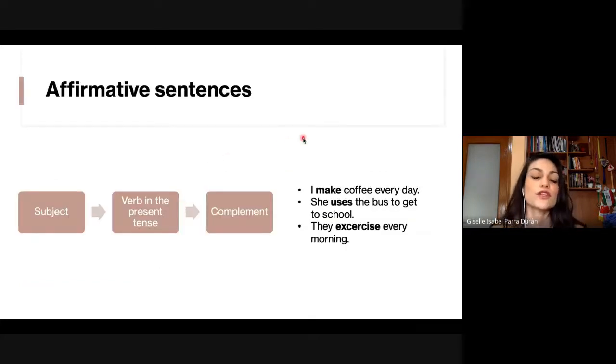And the formula for the affirmative sentences. Remember that first we're going to put the subject plus our verb in the present tense, and finally the complement. For example, I make coffee every day. This is a routine, a thing that I do every day. She uses the bus to get to school. They exercise every morning. These are actions that happen eventually.